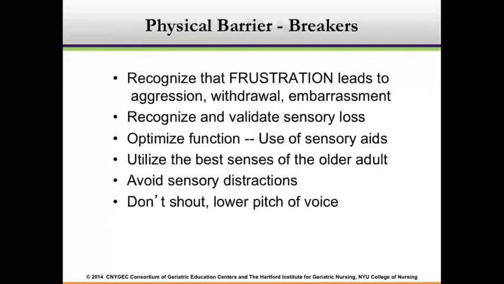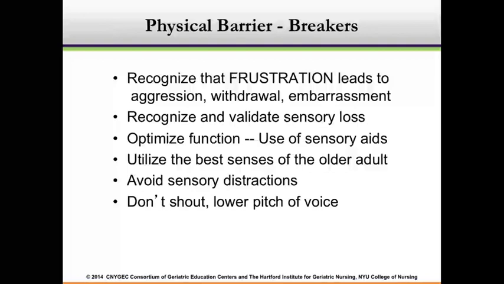So there are a lot of physical barrier breakers that we call, things that we can do that will help if someone has a lot of sensory losses. So first is to recognize the frustration, validate it, and that you understand that it makes you grumpy. It's certainly to say these things to get to talk about the elephant in the room, this notion of frustration. And recognize and validate the sensory loss. I understand that you don't hear so well.